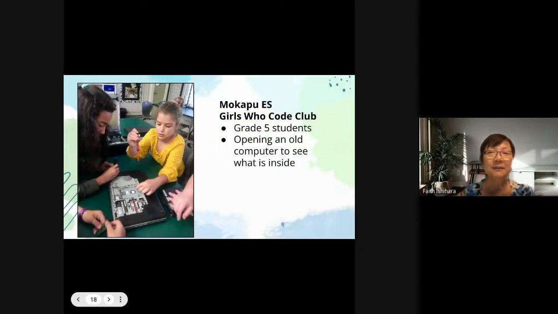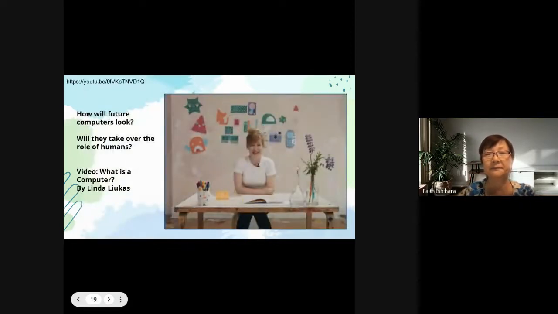And then we visited Mokapu Elementary, and they have a Girls Who Code Club, and their facilitator, Adrian Ulu Vincent, saves computers and laptops from campus, and she allows her Girls Who Code Club students to open up the bag, take out all the pieces, and get a real live look at what it's all about.